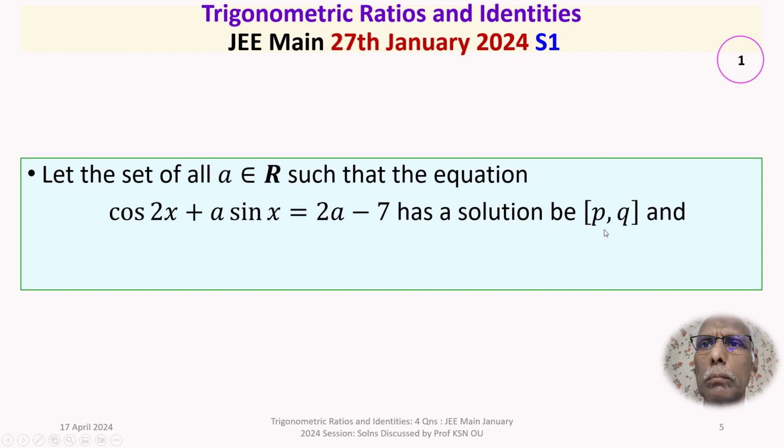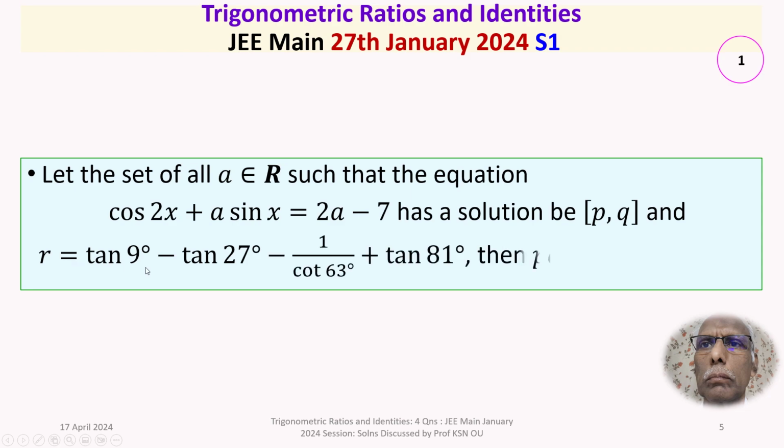in the closed interval P comma Q, and R is equal to tan 9 degrees minus tan of 27 degrees minus 1 by cot of 63 degrees plus tan of 81 degrees, then PQR is equal to.